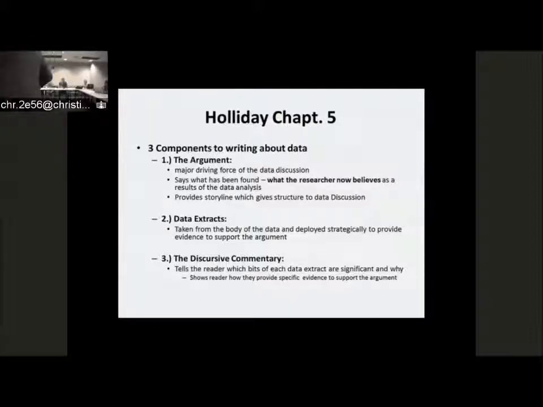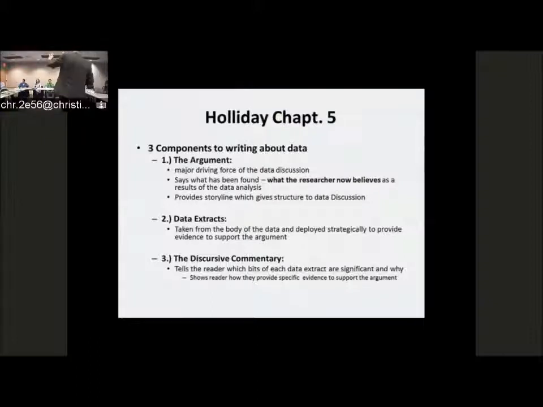And in terms of data extracts, okay, you can see from those papers there's a number of different ways of doing it. I presented it where here's a point, here's some data. Here's a point, here's some data. Here's the argument, right? The whole thing is the argument. Other ways of doing it, here's a table. Here's what I found. Here's a table showing you those quotes, how many times they came up, right? Number of different ways of doing that. There's not one right way. It really depends on the journal and your editors and your own personal preference. The discursive commentary tells the reader which bits of each data extract are significant and why, right?